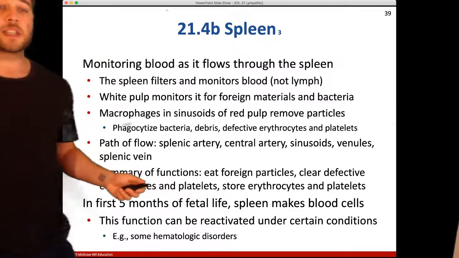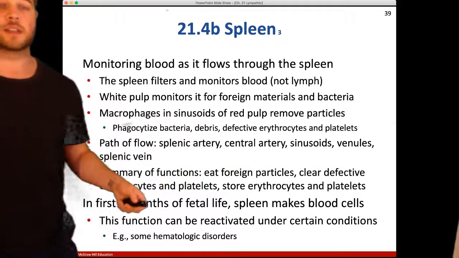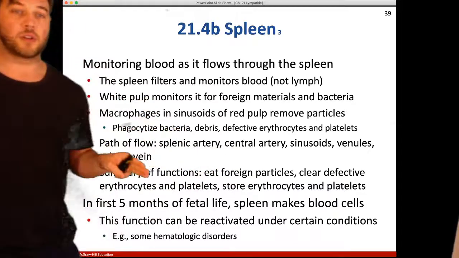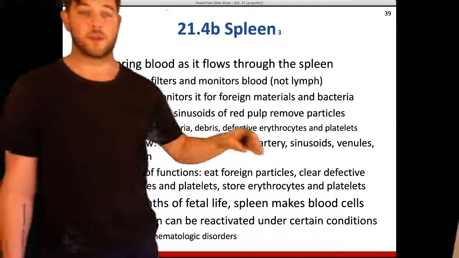More important is the summary of the functions: eating foreign particles, clearing defective erythrocytes and platelets, and storing erythrocytes and platelets. Three important functions of the spleen, you should know those: eating foreign particles, clearing defective erythrocytes and platelets, storing erythrocytes and platelets.